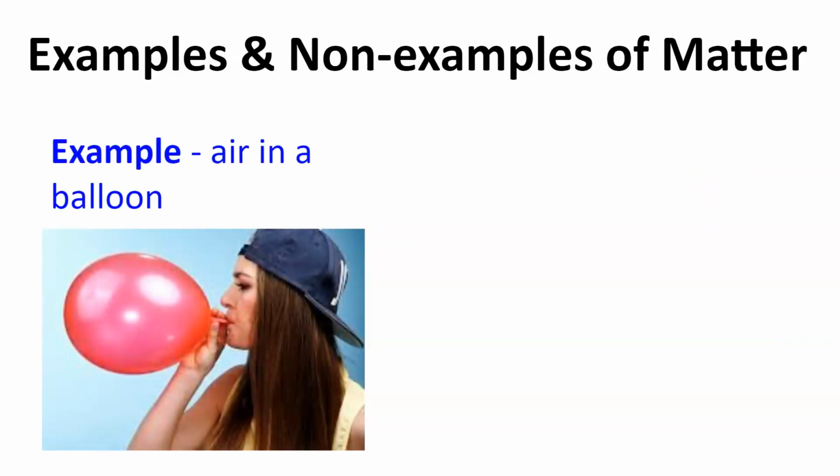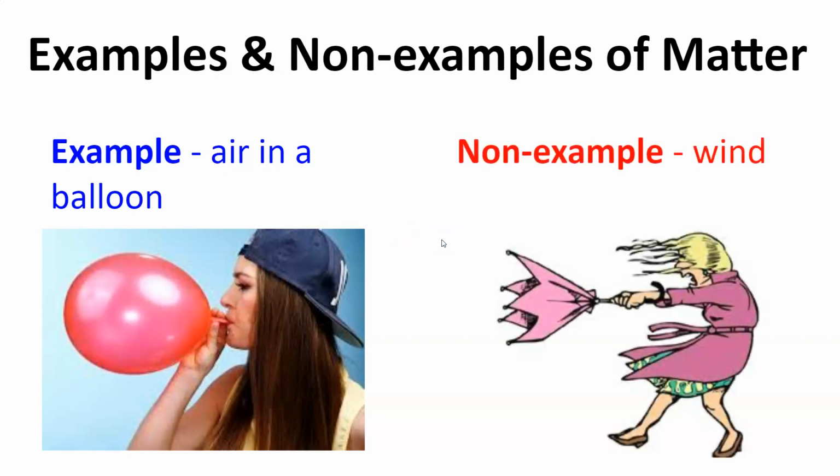Air in a balloon is an example of matter. Now, oftentimes people think that air is not matter because you don't really feel it. It seems like it's weightless, but actually air is an example of matter. And when you blow up a balloon, that's your evidence, that's your proof, because as you're adding air to the balloon, the volume of the balloon increases due to the volume contributed by the air. Wind, on the other hand, is not an example of matter because wind is just the movement of air, so it's the action. So wind would not be an example of matter.